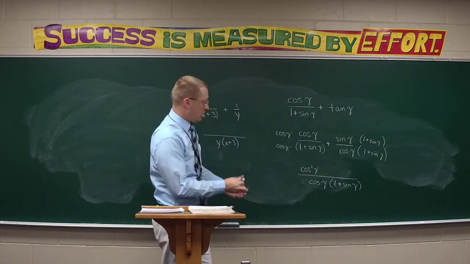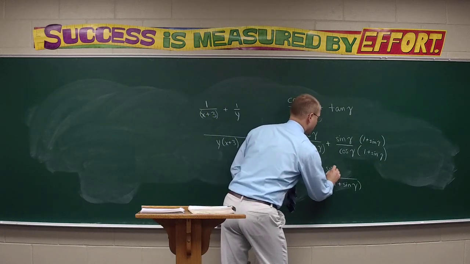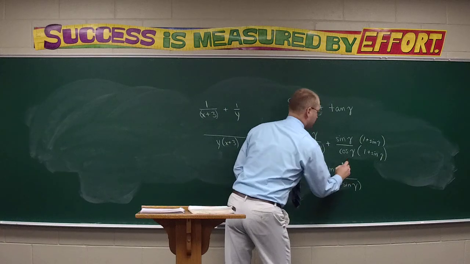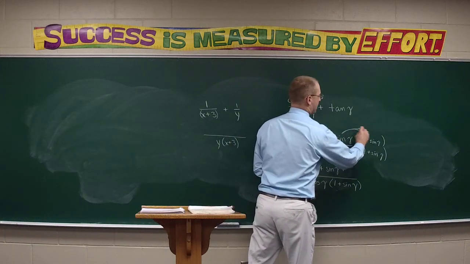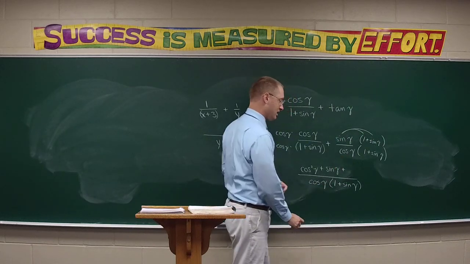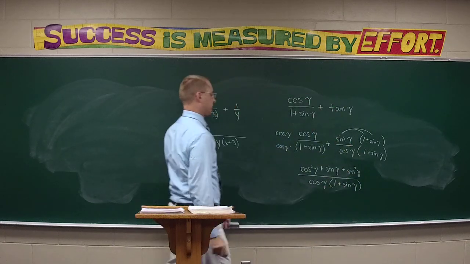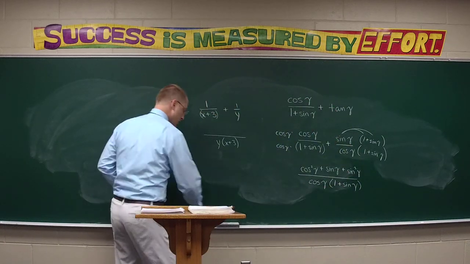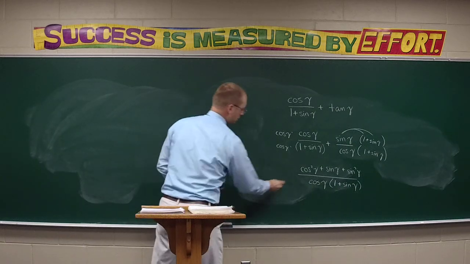So what's my numerator going to become? Careful. Sine gamma times 1 plus sine gamma. Let's distribute. Sine times 1 is sine, sine times sine is sine squared gamma. All right. Thoughts? You can cancel. No, you can't.